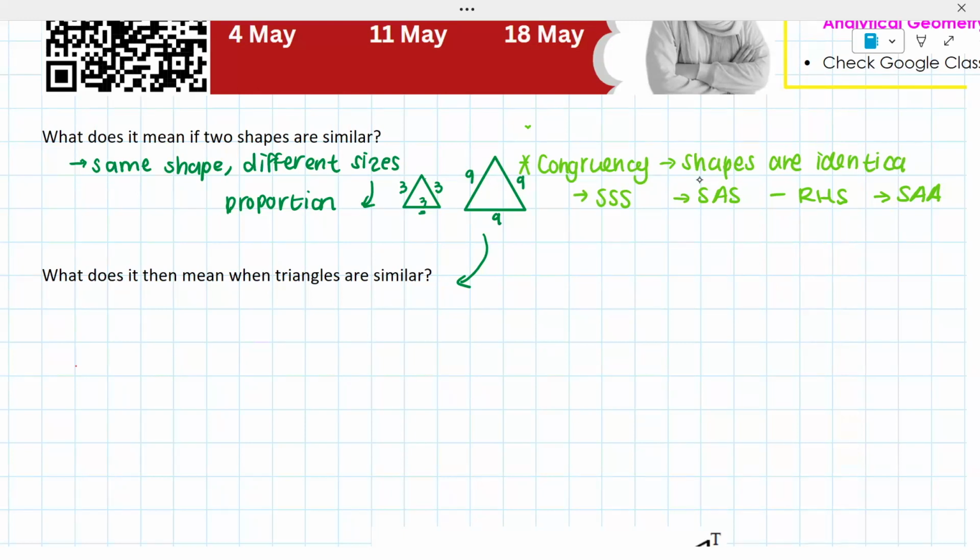We need to remember that if we want to prove similarity in triangles, there are only 2 ways to do it. So unlike congruency, where there are 4 cases, for similarity there are only 2. The first way is angle, angle, angle, which is exactly what Kanisile said earlier. If you can show that your corresponding angles are all equal, you have shown that your shape is similar.